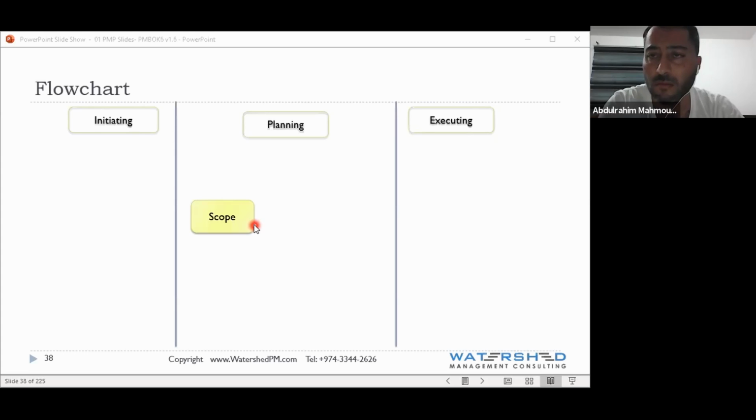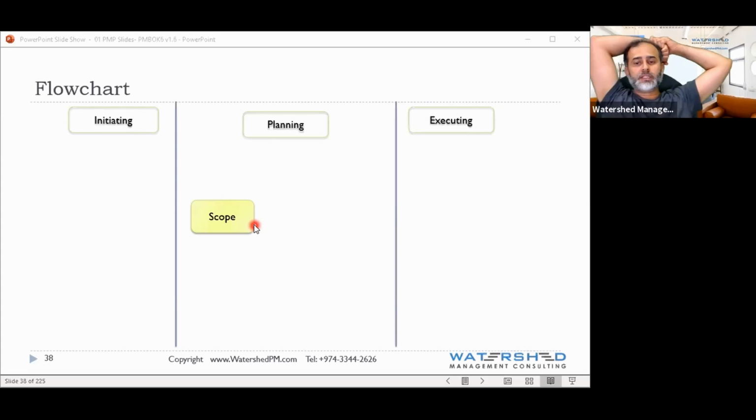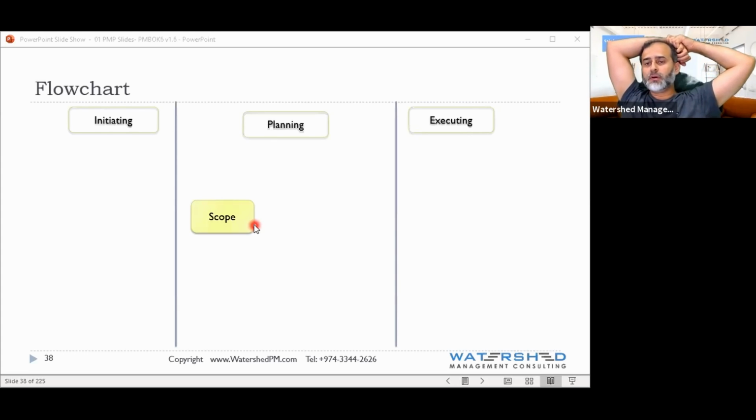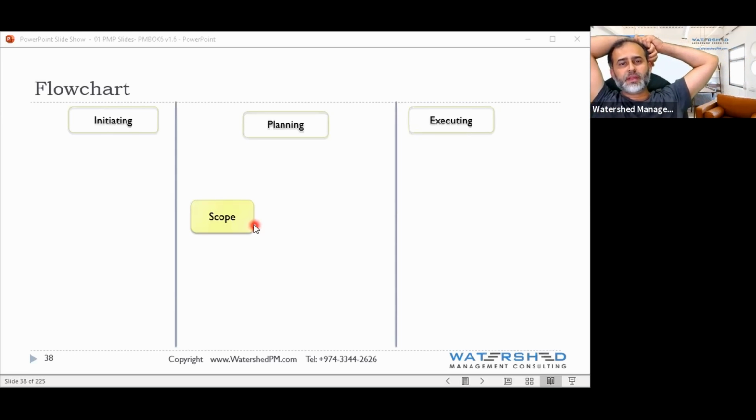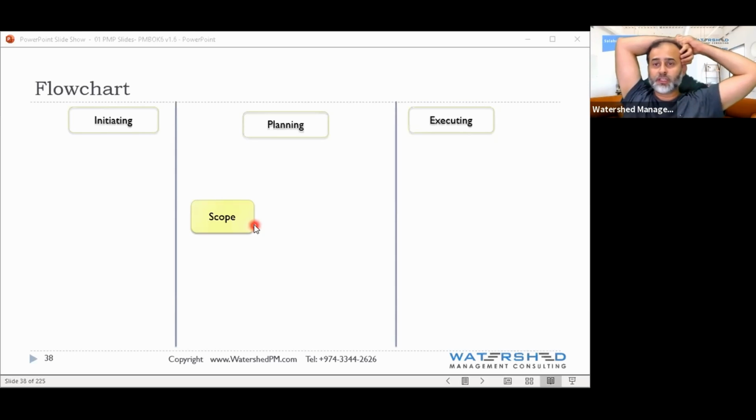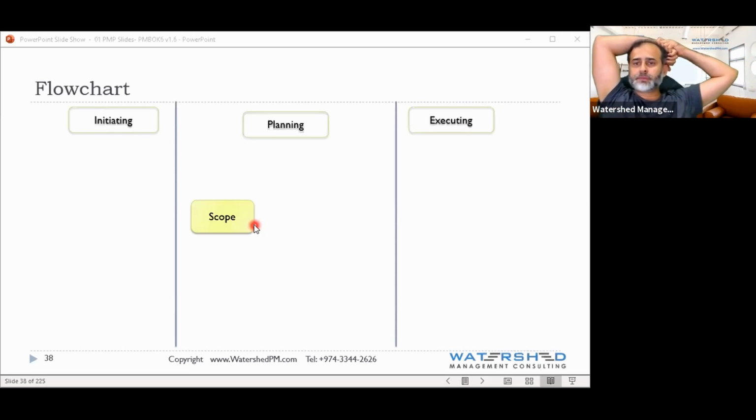Integration? No, integration is actually all around. I think I know why you're saying integration, because in the end you put everything together. But other than integration, in terms of specific knowledge area, like scope is a specific knowledge area, which knowledge area might be last?